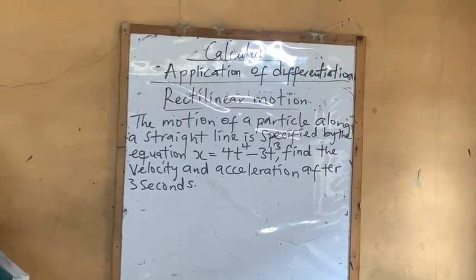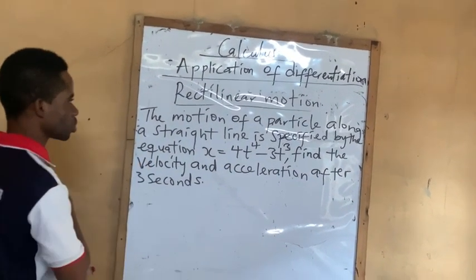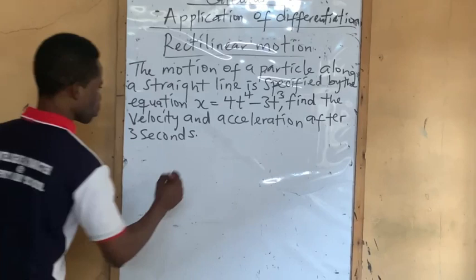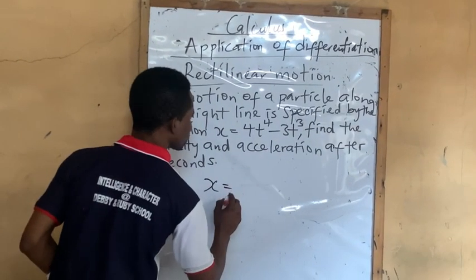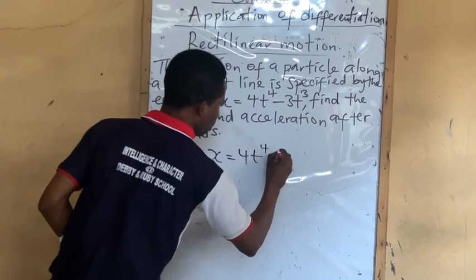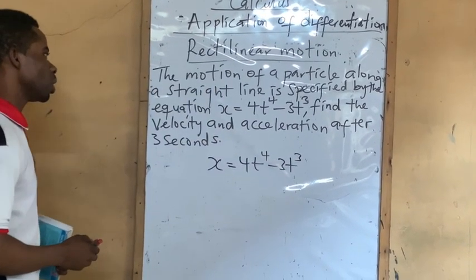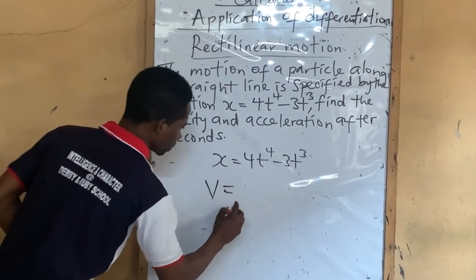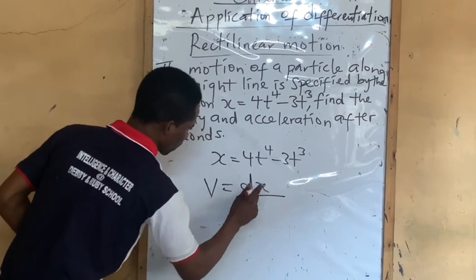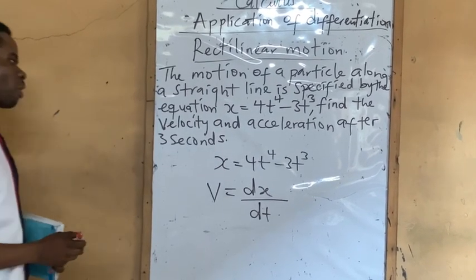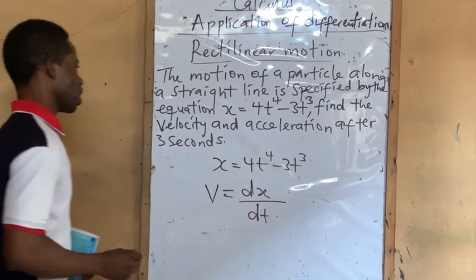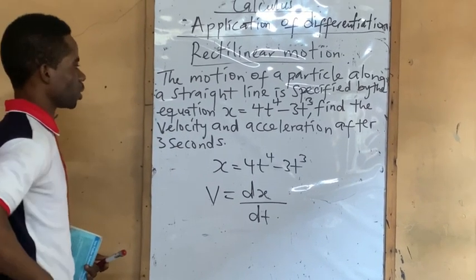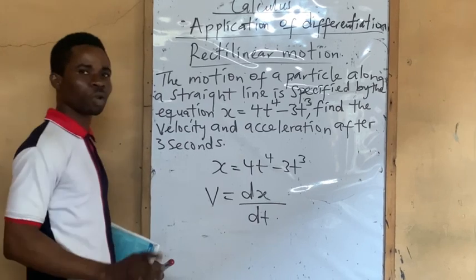Now let's look at this. They said the motion of a particle along a straight line is specified by the equation. We are given these equations: x, that's a distance, 4t raised to power 4 minus 3t raised to power 3. They said we should find the velocity. If I'm looking for velocity, it will be the distance x over time, dx/dt. They now said find the velocity and acceleration after 3 seconds. So that means I'm going to differentiate this to get my velocity.